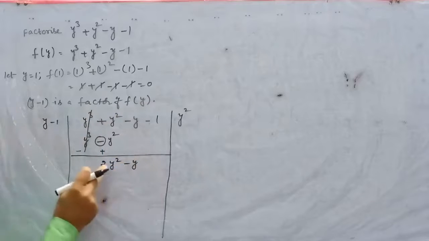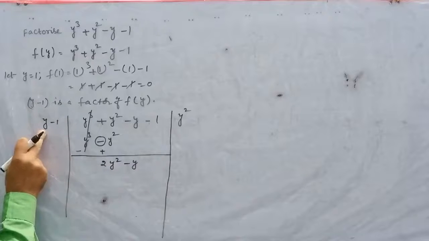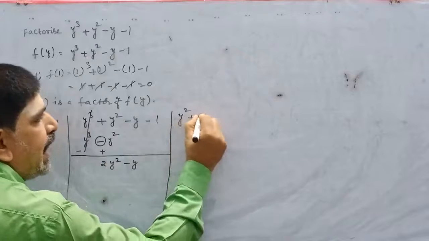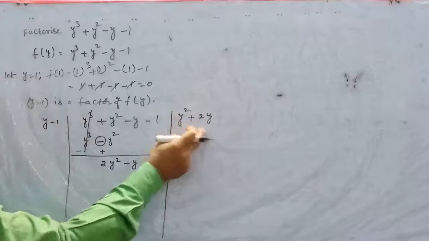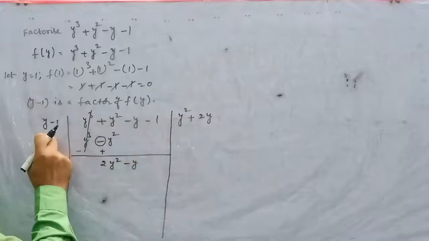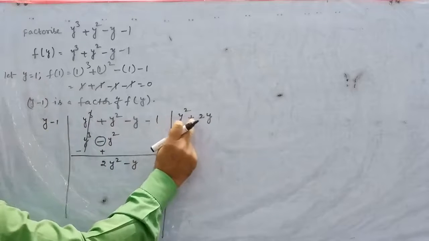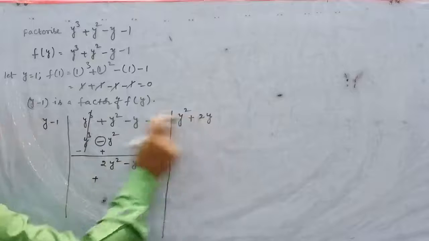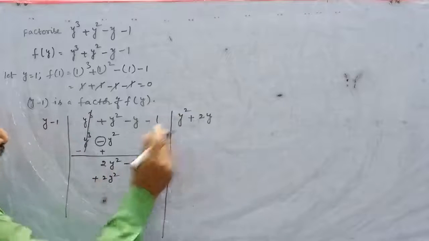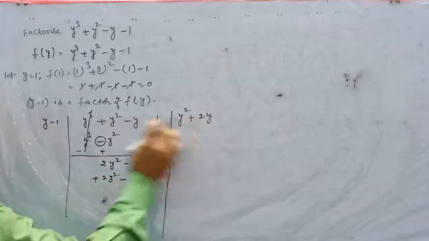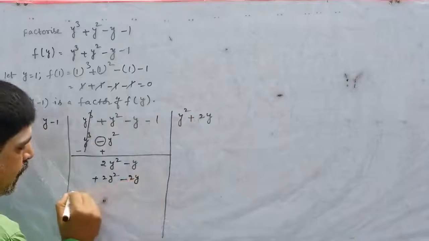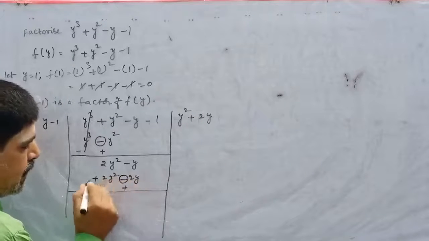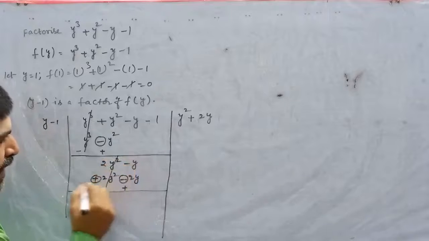Next, minus y. This is 2y square and this is y. So 2y square by y is 2y. Symbol plus, so you write plus here and 2y. Now you multiply this one with y minus 1 along with the symbol. Now plus into plus, so that is plus here, 2y into y, 2y square, plus into minus, 2y into 1, 2y. Next, change the symbols. This is minus and this is plus. Plus 2y square minus 2y square gets cancelled.